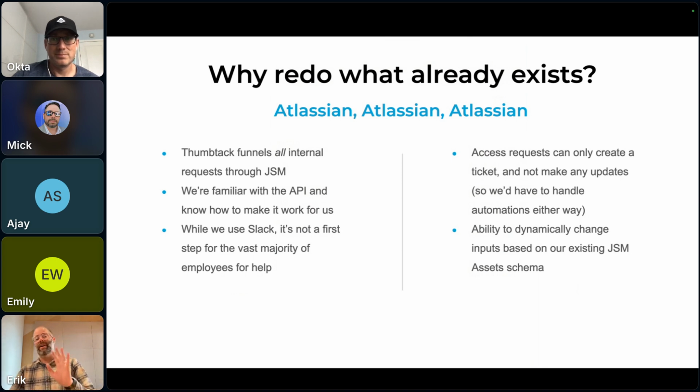So on the why are we doing this side: Access Requests can also only create a ticket, not make any updates, so we'd have to handle automations either way. And we also just aren't really thrilled with how we can dynamically manage a lot of the information in the access request itself. So we're dynamically changing our inputs based on our existing JSM assets and the information that's within there.